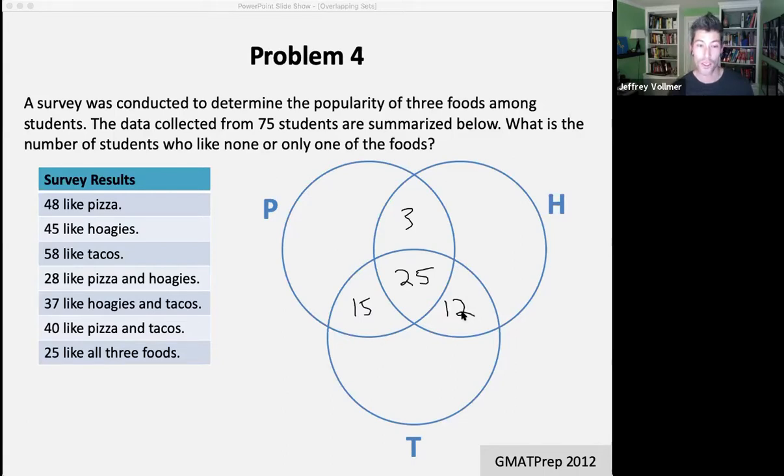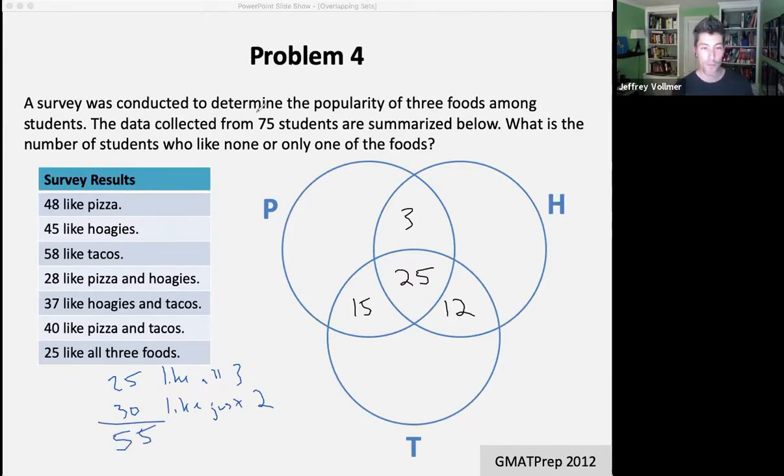And you can only like so many foods. You can like none of the foods, 1 of the foods, 2 of the foods, or 3 of the foods. We've got 25 people who like 3 of the foods, and another 3 plus 12 is 15 plus 15, 30 people who like 2 of the foods. So 25 like all 3, 30 like just 2, and that means you've accounted for 55 people.